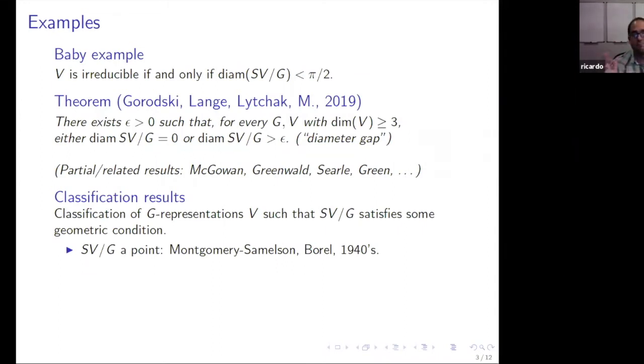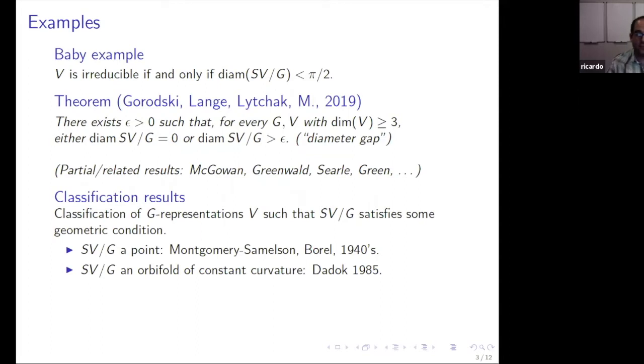So I guess the easiest possible thing you can imagine is, when is the quotient just one point? This is a classic result of Montgomery and Samelson and Borel. They give a complete classification of the transitive actions on the sphere. The result is actually stronger than this, but it implies this.